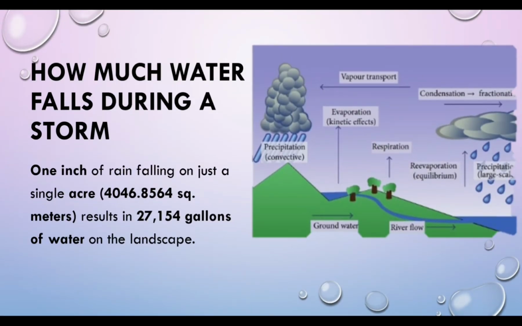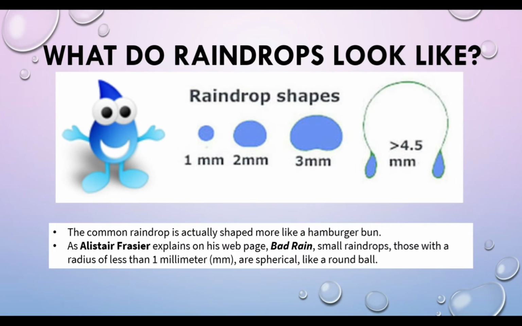Now, you might be surprised at the number of gallons of water that fall from the sky in even a small but intense storm. Did you know that 1 inch of rain falling on just a single acre results in 27,154 gallons of water on the landscape? And have you ever wondered, what do raindrops look like?